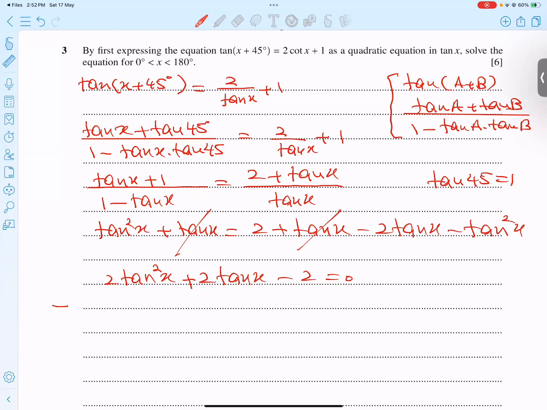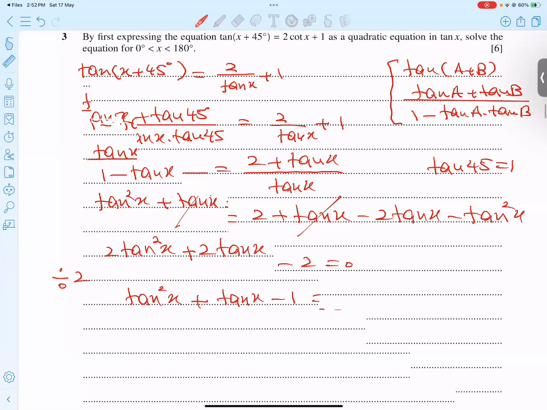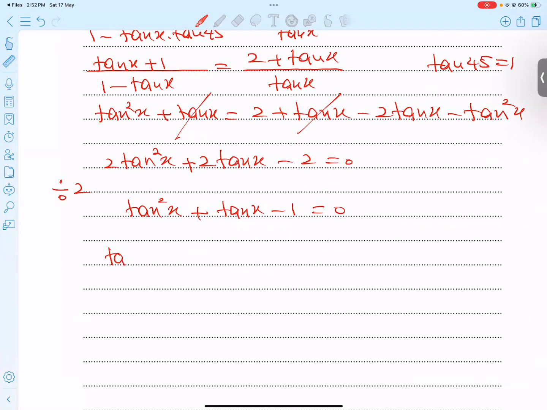Yeah. So divide the whole equation by 2 to make the question easier. I got tan²x plus tan x minus 1 equals 0. After this, what to do? We can apply the quadratic formula, or just say negative b plus and minus. Showing this step is compulsory. After this, you can give the direct answer, no problem at all. But at minimum, you have to show the working of one step only.